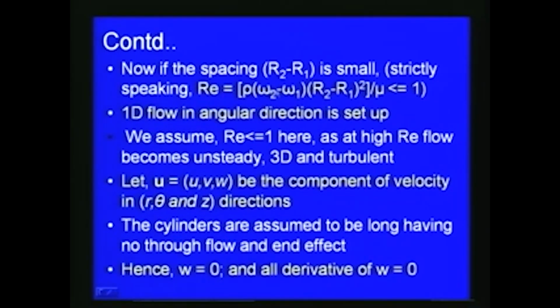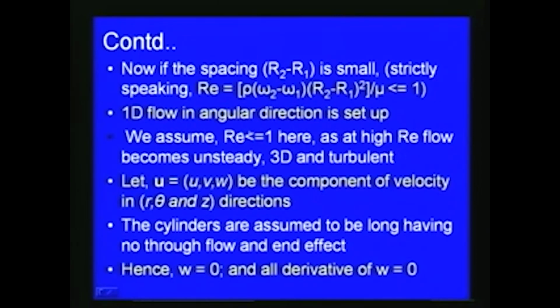Now if the spacing r2 minus r1 is small, strictly speaking the Reynolds number, Re equal to rho into omega 2 minus omega 1 into r2 minus r1 square divided by mu, is less than or equal to 1, and then we can consider the flow as one-dimensional flow in the angular direction for this typical problem. We assume the Reynolds number is less than or equal to 1, as at high Reynolds number the flow becomes unsteady and three-dimensional turbulent.